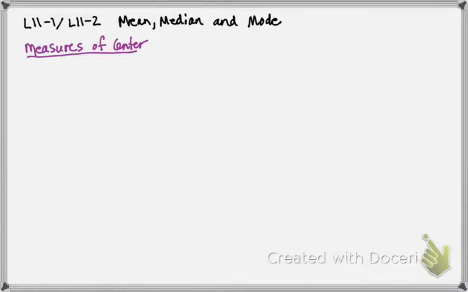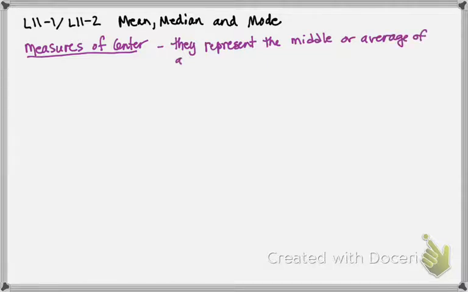And what that means is they represent the middle or average of a set of data. Okay, and each one of these measures of center measures it a different way. So let's start with the easier ones, and then we'll go to the harder. And by that I mean the easier ones are quicker to calculate, and the harder one just takes a little bit longer, but it's really not that hard.